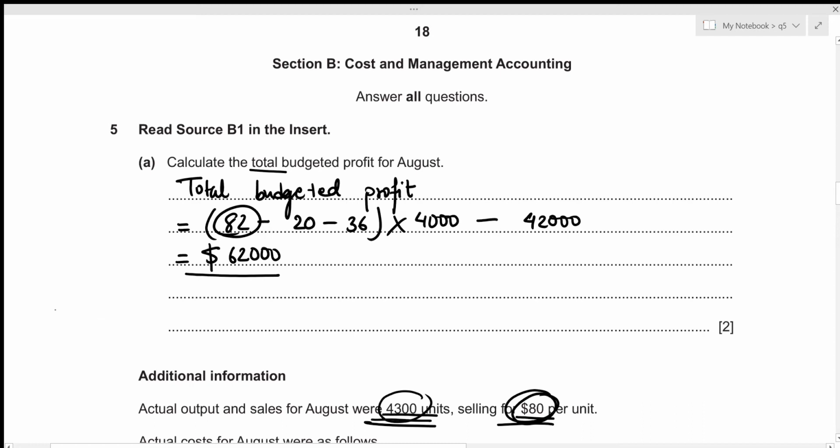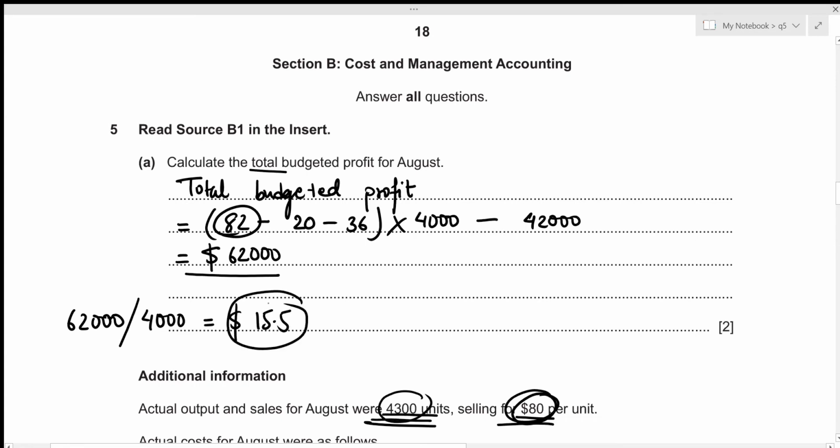So if we require the budgeted profit per unit, we just have to divide it by the total number of units produced. So in this case, that's going to be 62,000, which is the total budgeted profit, divided by the output or the number of units. So that's 4,000 for our budgeted, right? So this gives our profit per unit to be 62,000 divided by 4,000, which is 15.5.